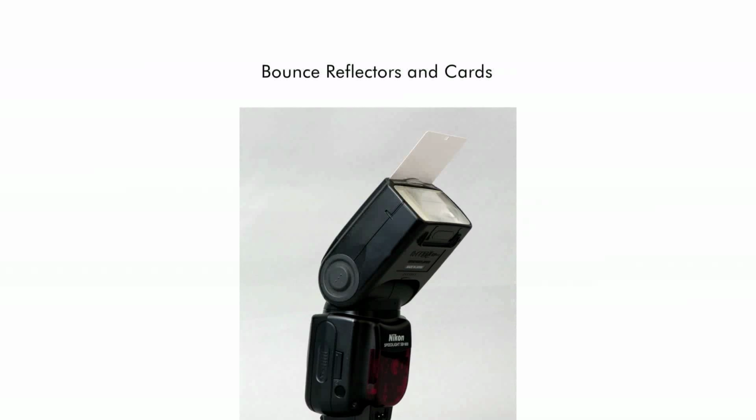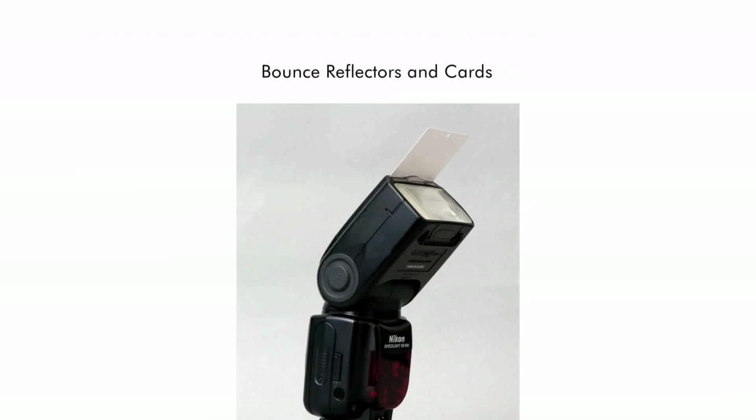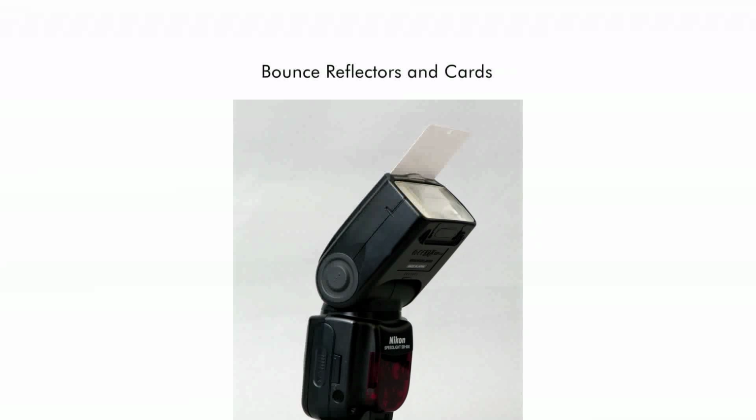Bounce reflectors and cards give you a surface to bounce the flash off of, to spread the light around to make it look more natural. They're relatively inexpensive, easy to use, and practically indestructible. More advanced flash units have a pull-out bounce card like the one shown here. Here's the effect of using a built-in bounce card.